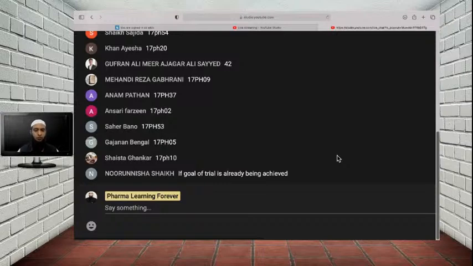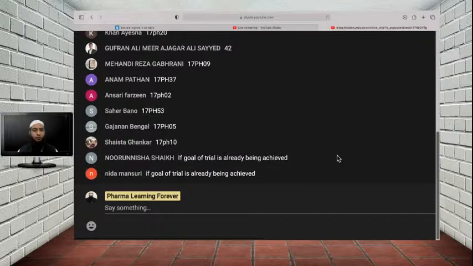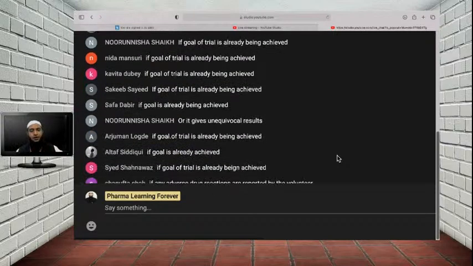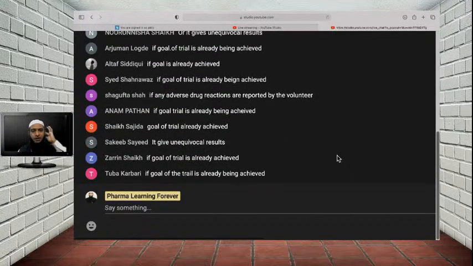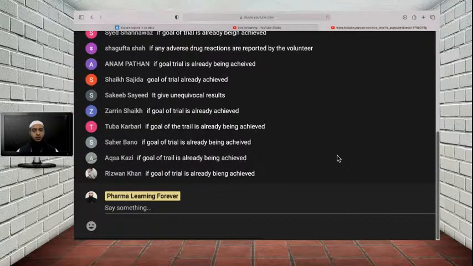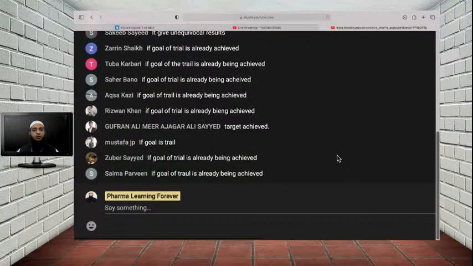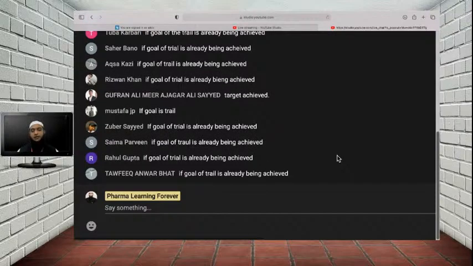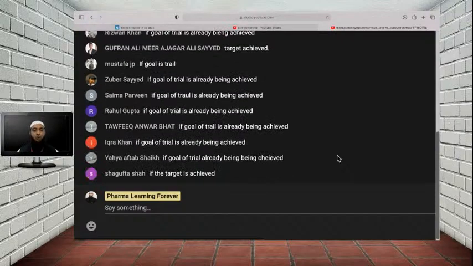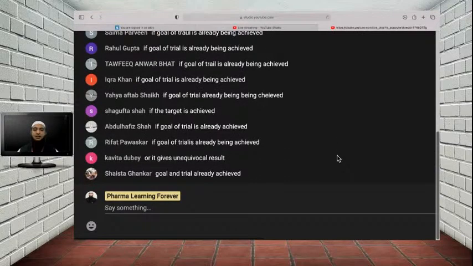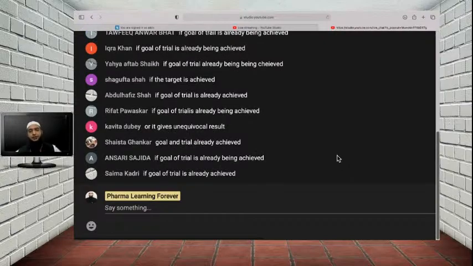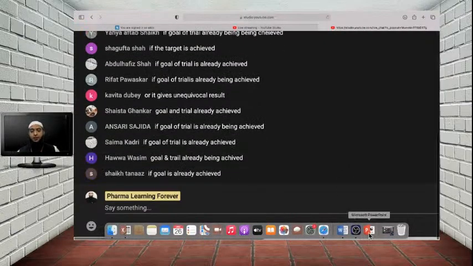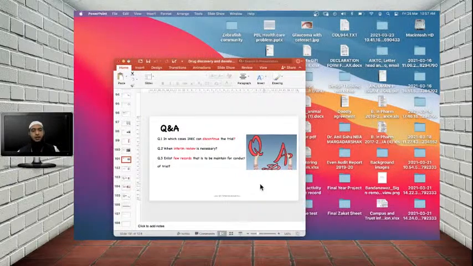Okay, so I can see Nurun Nisa has given the first answer: if the goal of the trial is already achieved. The second answer could be that it gives an unequivocal result. So those are two important reasons: if the goal of the trial is already achieved, and if there is any case of unequivocal, ambiguous or doubtful result, then you can order the termination of the study, or premature termination of the study. So that could be the possibility.